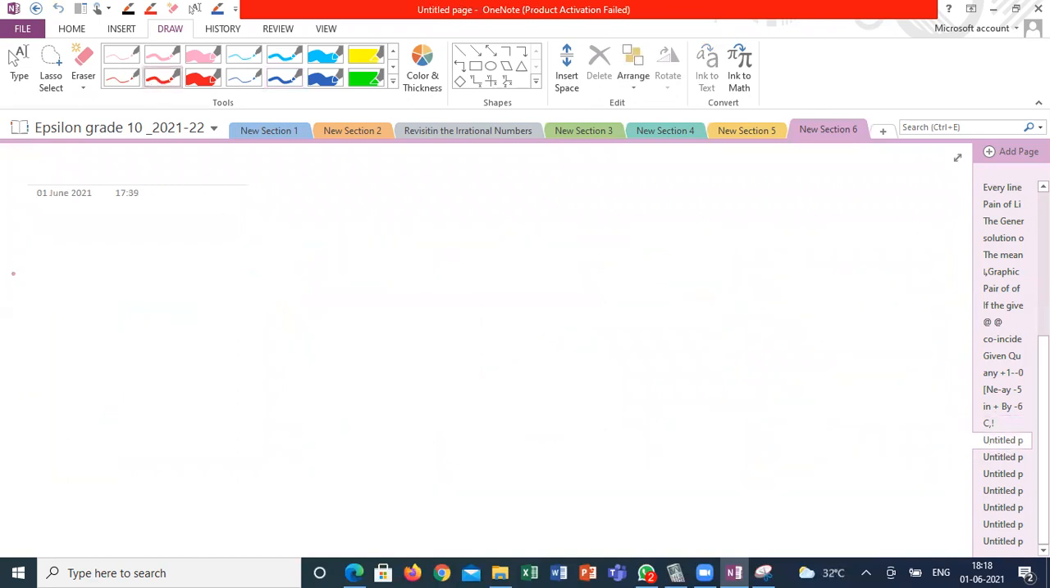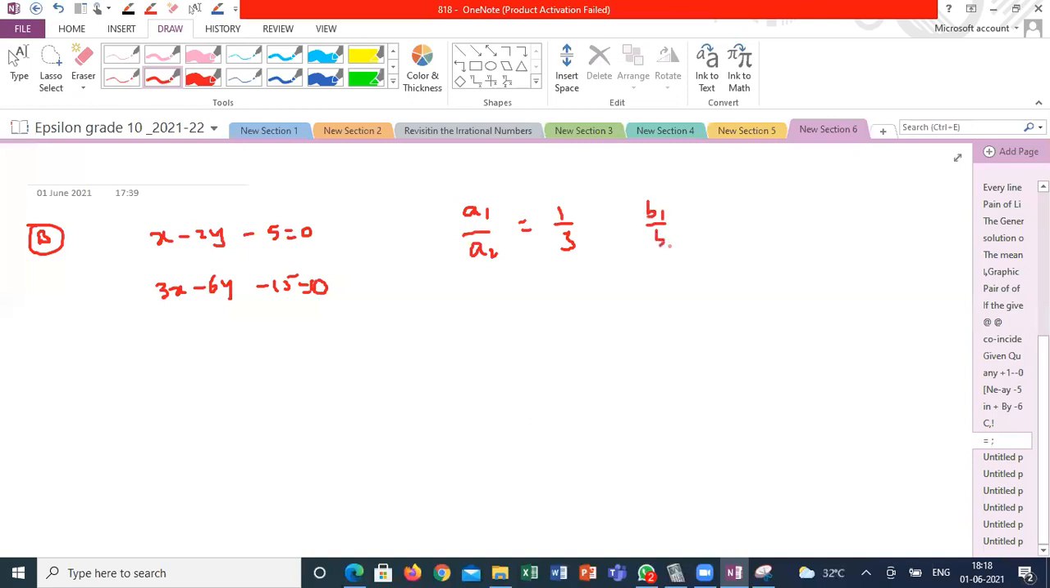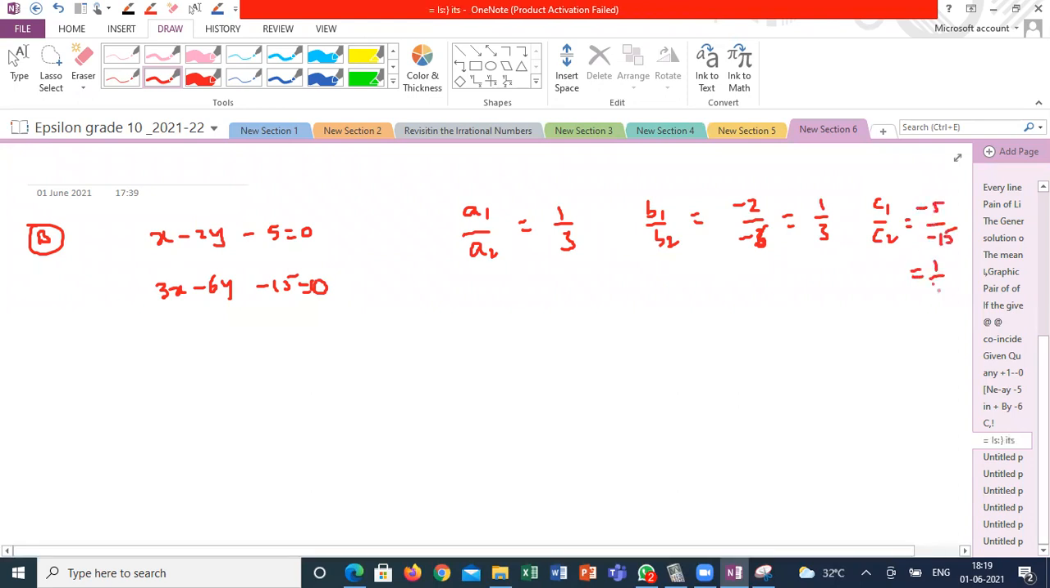Can anyone give the second case you got? The second case is x minus 2y minus 5 is equal to 0, 3x minus 6y minus 15 is equal to 0. What is your a1 by a2 here? 1 by 3. b1 by b2 is minus 2 by minus 6, that is nothing but 1 by 3. c1 by c2 here, minus 5 by minus 15, this is also 1 by 3.